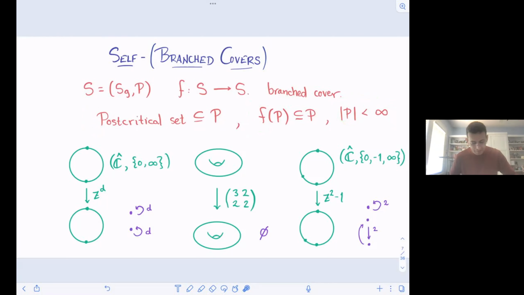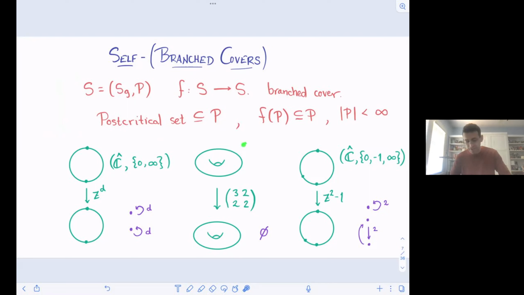So here's a map, z to the d, that takes the Riemann sphere to itself. There are two critical points, 0 and infinity, and they both map to themselves with degree d. This is called the portrait. You just write down all the critical points and the post-critical points, so forward images of critical points, and write down what degree they map with. Any questions on that one, or the definition? Just let me know.